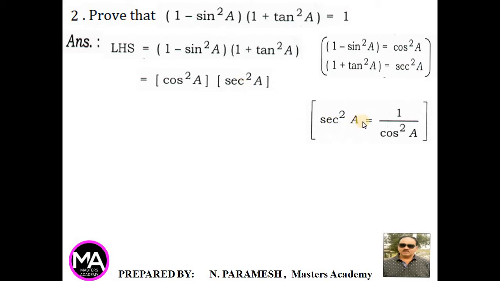Secant square A is equal to 1 by cos square A. Secant A is the reciprocal of cos A, that is 1 by cos A. That is equal to cos square A into 1 by cos square A. Cos square A gets cancelled, that is equal to 1. That is RHS. Third question.